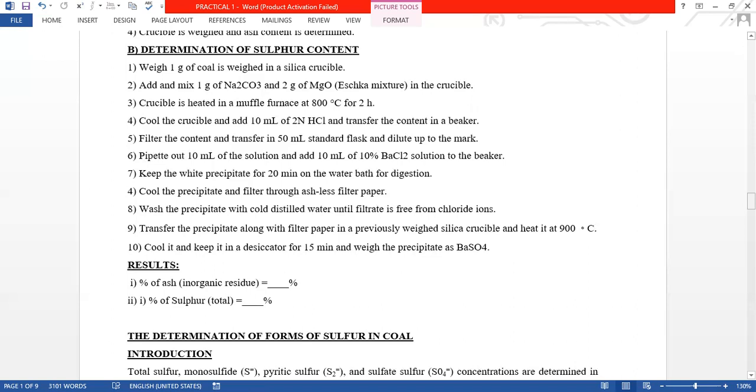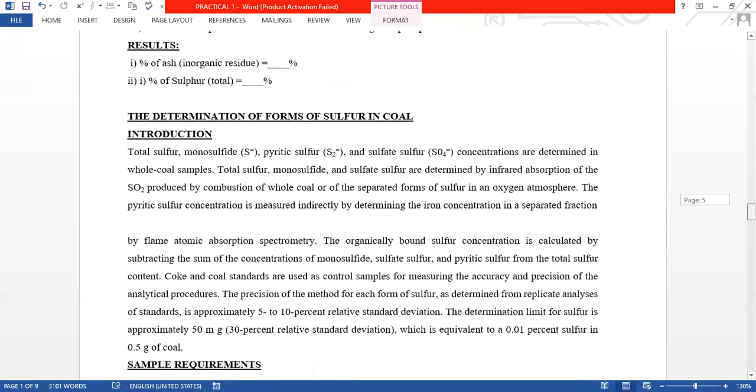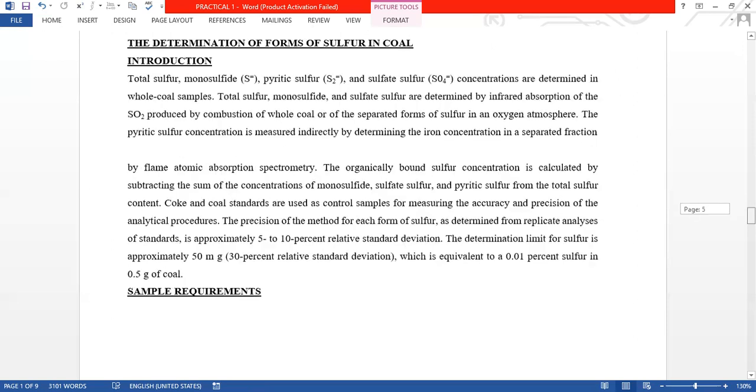Wash the precipitate with cold distilled water until the filtrate is free from the chloride ions. Cool it and keep it in the desiccator for 15 minutes and weigh the precipitate as barium sulfate. The result will be given as percentage of ash in inorganic residue and percentage of sulfur, which is the total sulfur percentage in the coal.